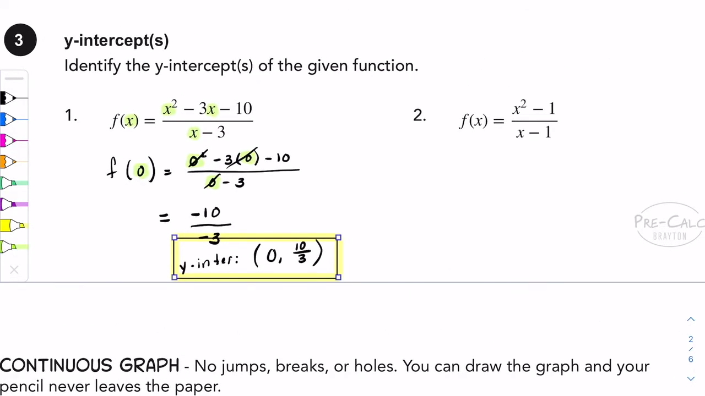I can just tell you quickly that the y-intercept for number 2, which I'm not going to do out, but I already know it's 0, comma 1. You can probably tell that just as fast as I'm telling you this, if you understand what you're doing. So 0, comma 1 is the solution.